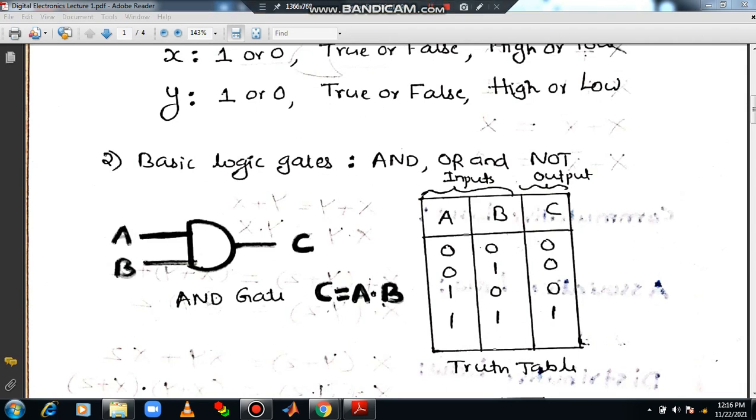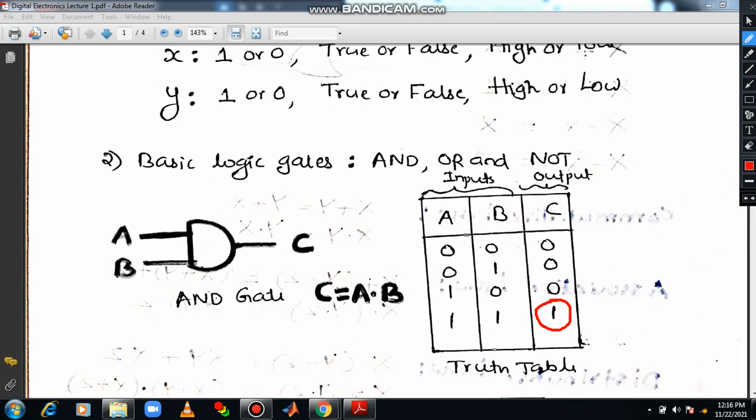When it comes to the AND gate, you can see the truth table. Here A and B are the inputs and C is the output. The output is high if and only if both inputs are high. If any input is low, definitely the output will be 0 only. So the output of the AND gate can be represented as C is equal to A dot B, where A and B are the inputs, C is the output. A and B, or you can write A dot B. Clear? So that's about the AND gate.